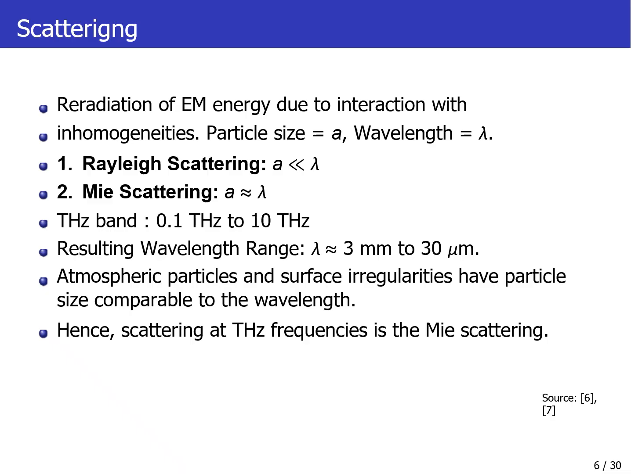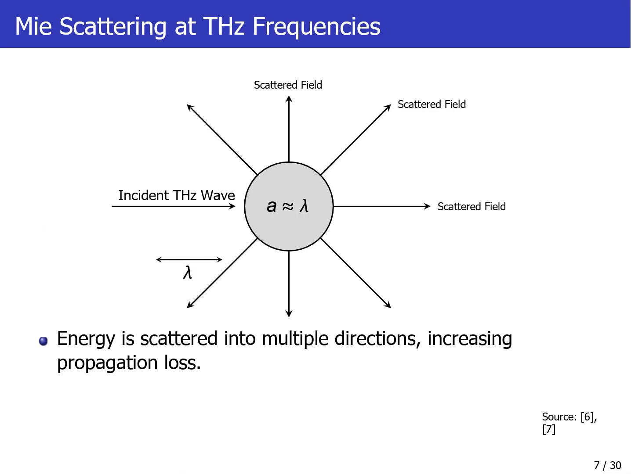We know that the terahertz band is from 0.1 terahertz to 10 terahertz. Now, for this band, the resulting wavelength range is from 30 micrometer to 3 mm. It was found that atmospheric particles and surface irregularities have particle sizes comparable to the wavelength. Therefore, scattering at terahertz frequencies is Mie scattering. This is a simple diagram to illustrate how energy is scattered into multiple directions and how propagation loss is increasing.